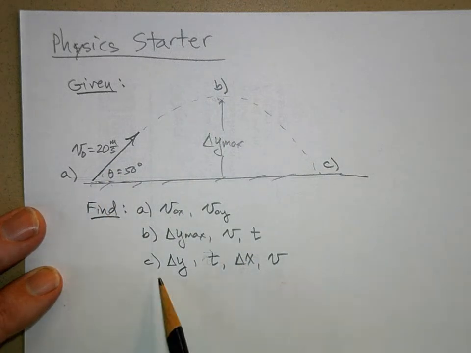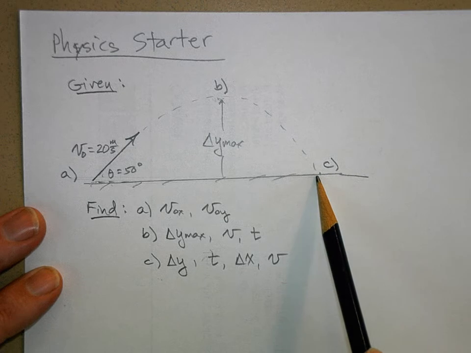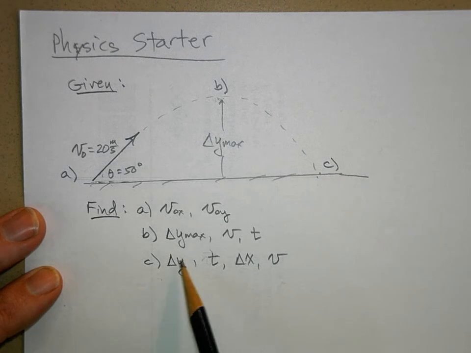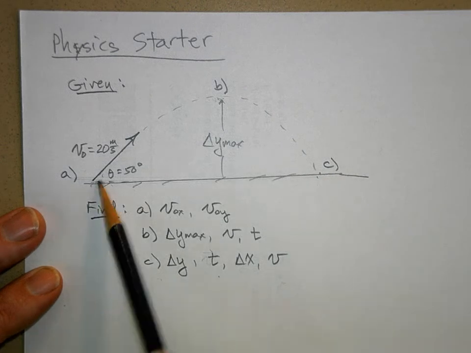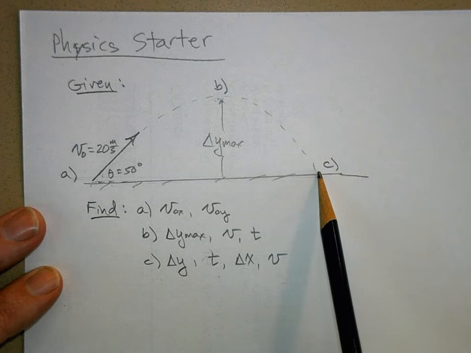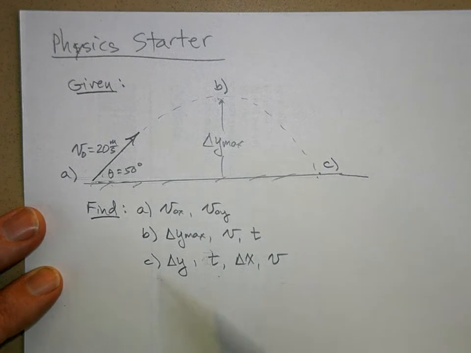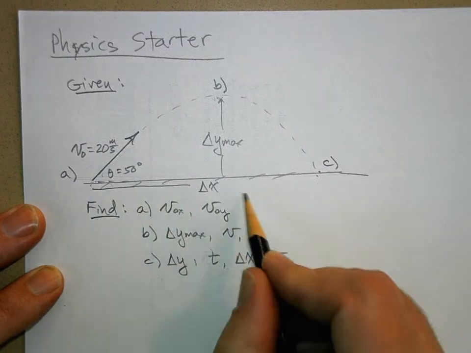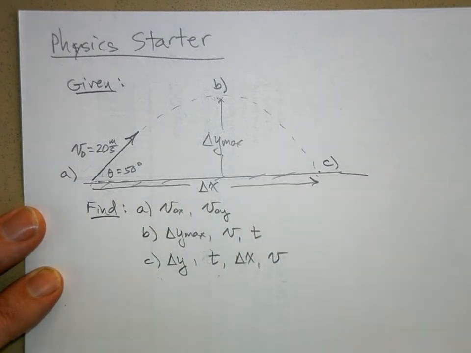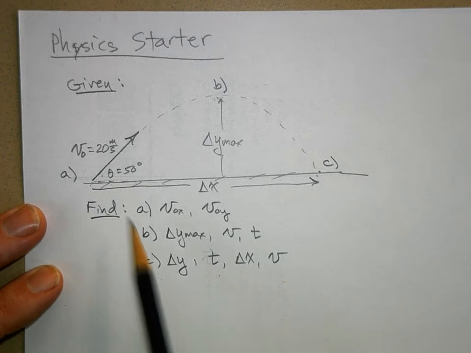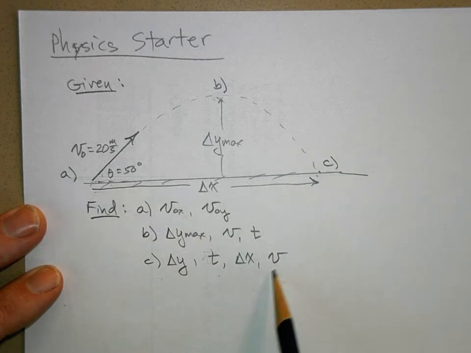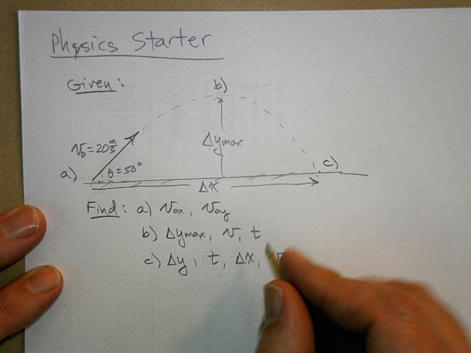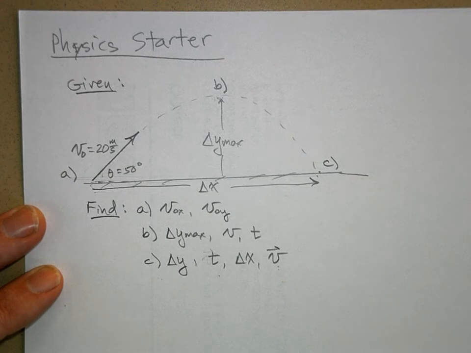And then for part C, right here, just before it hits the ground, what is delta y? How much time did it take to go from here over to here? And what's delta x? And I forgot to draw that. Delta x is from here to here. Sometimes in a projectile motion problem, that's called the range of the flight. And then, how fast is it going? And I'm going to put a vector hat on there because I want an angle as well.